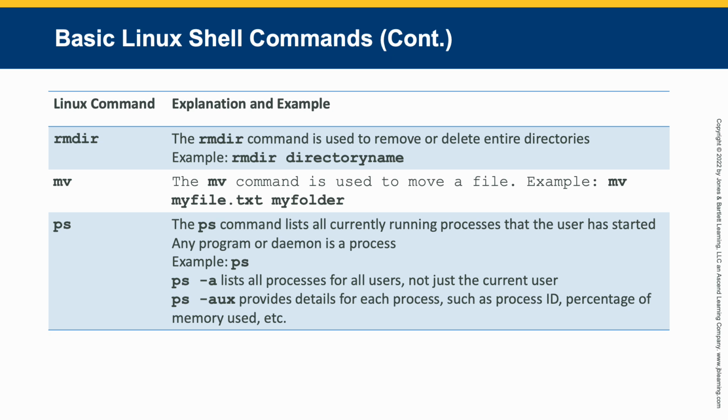mv, the mv command is used to move a file. Example, mv space myfile.txt space my folder. The ps command lists all currently running processes that the user has started. Any program or daemon is a process. ps space dash a lists all processes for all users, not just the current user. ps space dash aux provides detail for each process, such as process ID, percentage, or memory used.